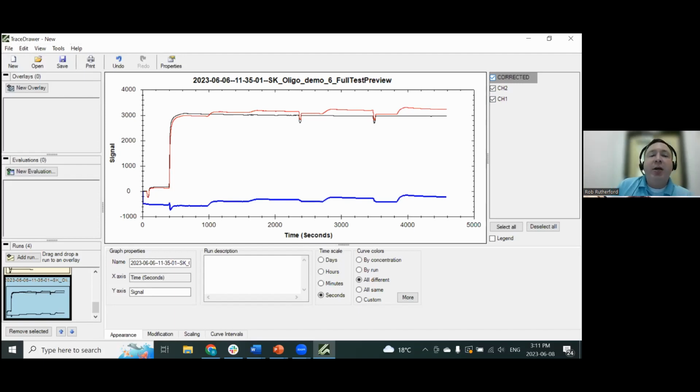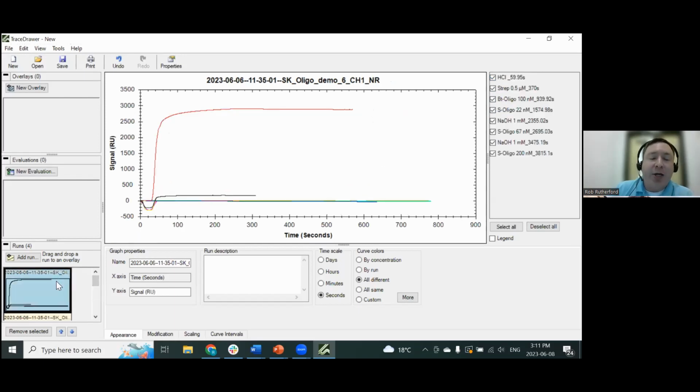So if you're doing a regen, I highly recommend taking a look at the full test preview first before you actually go into the individual injections. So the next thing I'd like to do, I've oriented myself. I have my full test preview.